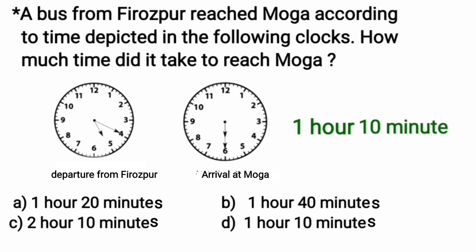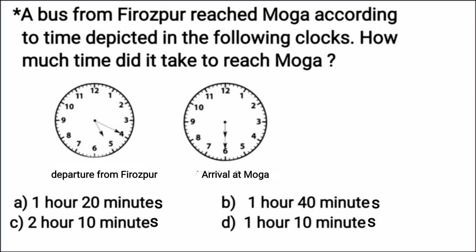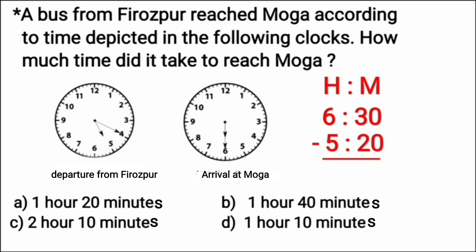Children, we can solve this problem like this. Here we have hours and minutes. 6 hours 30 minutes and 5 hours 20 minutes. Now we can subtract and we will get 1 hour 10 minutes. So children, this is the time taken by the bus.